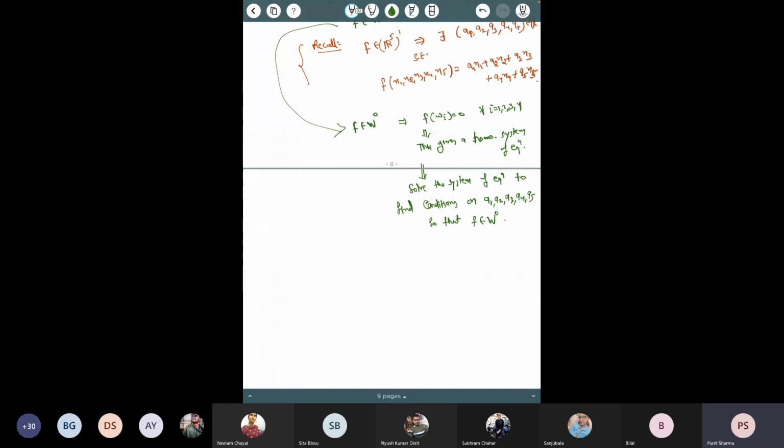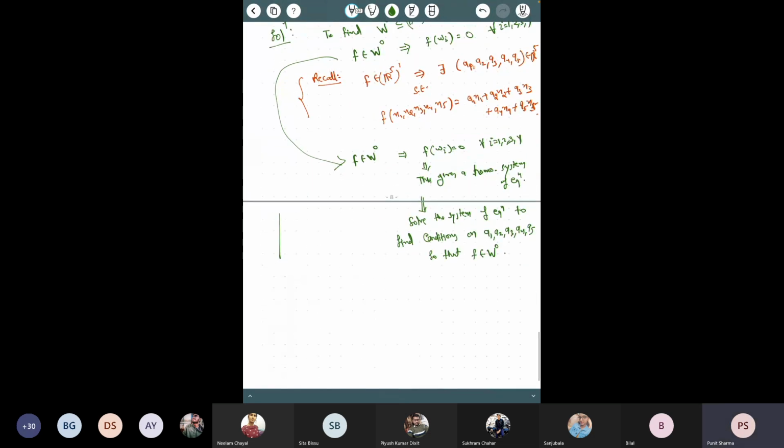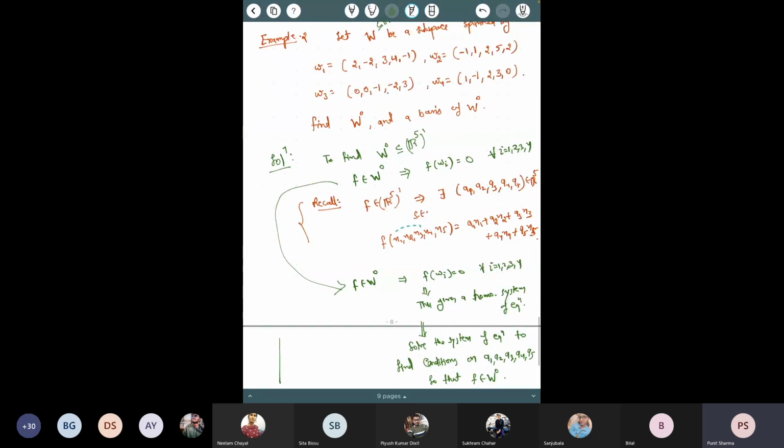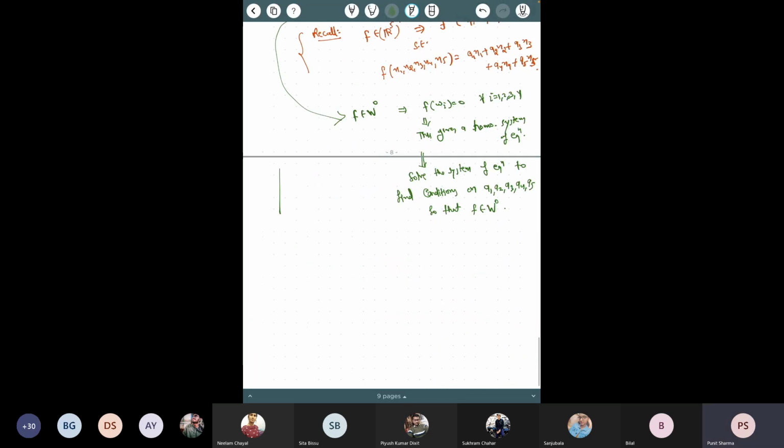Now I think things are clear. Now let us suppose that f belongs to W nor, any f of this form. Then if f belongs to this, f of wi is 0. You just put f of wi equal to 0 for each i equal to 1, 2, 3, 4. That means you replace x1, x2, x3, x4, x5 by this. So this will give you 4 equations, right? So this implies that we'll have a system of equations. I'm directly writing this system of equations here.